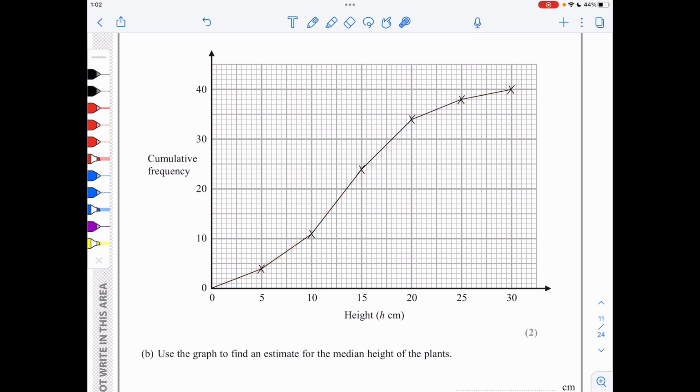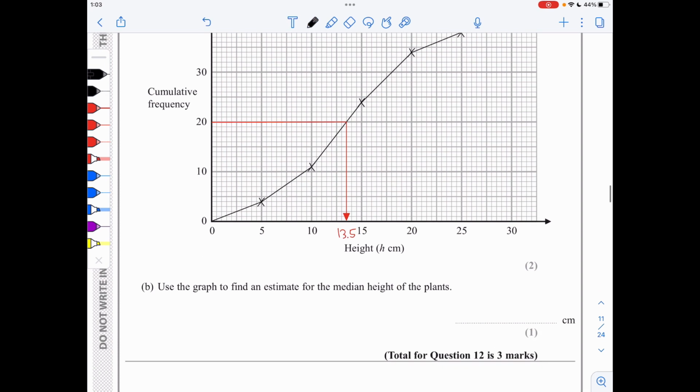Now we need to use the graph in part B to find an estimate for the median height of the plants. Since we've got 40 plants in total, the median is halfway through, so I'll go at 20 and then come back down, and I see that I get 13.5. So my answer for the median is 13.5. It's worth noting that anything that follows through from the cumulative frequency graph would have been acceptable for this mark here.